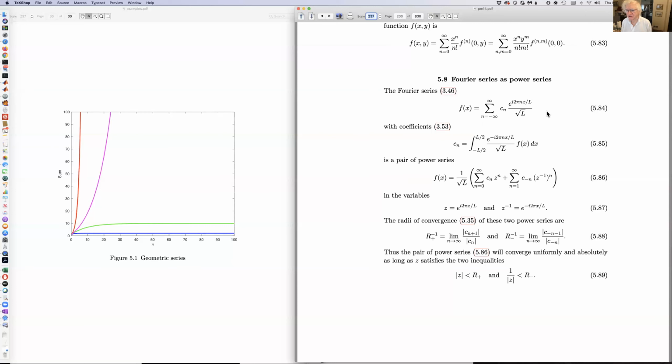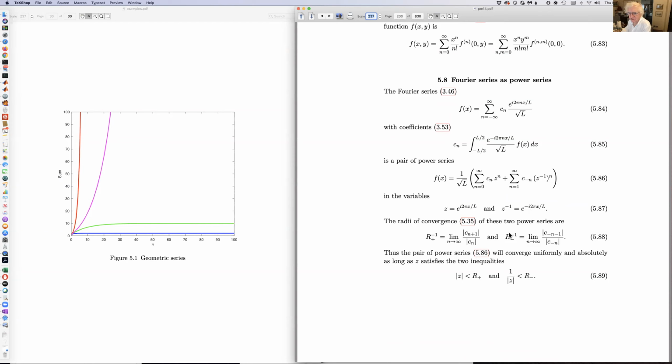The Fourier series looks like this. The coefficients are that. And now if you can rewrite this series like this, then what you see is that it's two power series, with z equal, one z is e to the i 2 pi x over L, and the other one is a power series in z inverse, which is e to the minus i 2 pi x over L. Well, these are absolutely equal to 1.